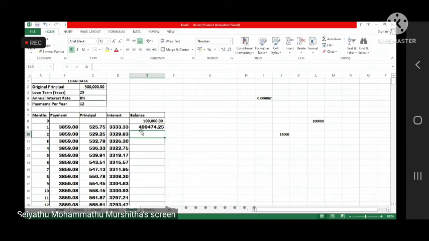Then what is our loan balance now? 4,99,474.25 is the balance loan. Now, please try to understand here. First one, this is the loan balance.